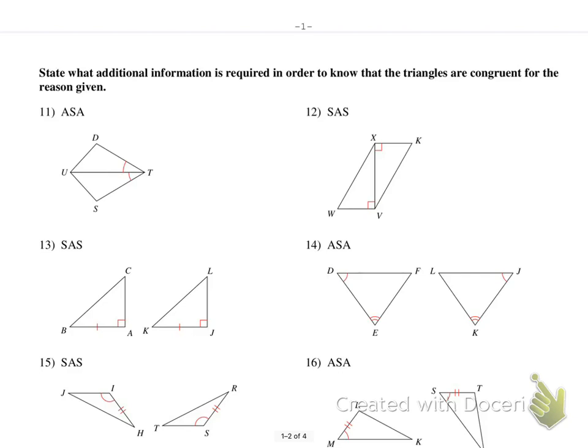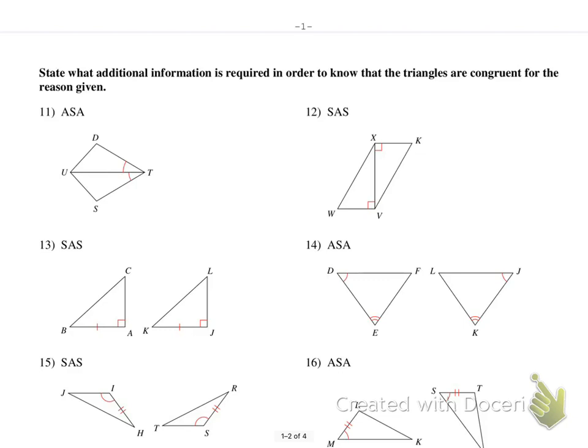So what we're going to do is, on the front side of this worksheet, we had triangles that were given, you needed to name, and you did that in class. You needed to decide which congruence theorem was being used. This is a little different. Now it's telling you which congruence theorem to use, but we don't have all the information we need. So the question is, what other piece of information is needed in order to use these theorems?